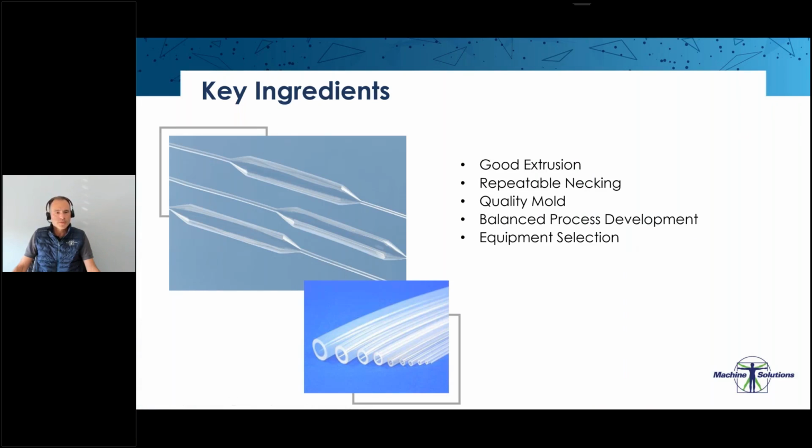Key ingredients. We need a good extrusion. We need a repeatable necking. We need a good quality mold, as well as a developed balloon form recipe on a stable equipment. Let's look at some of the ingredients in more detail.